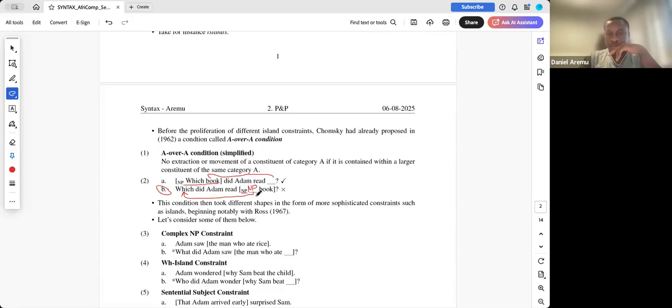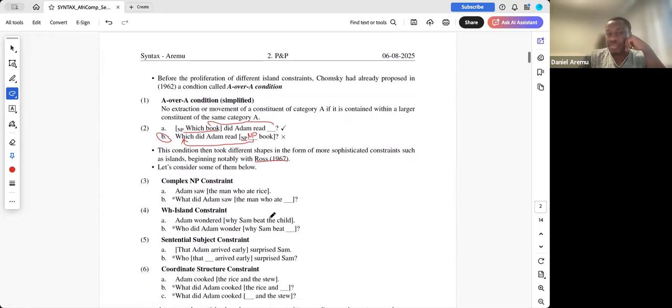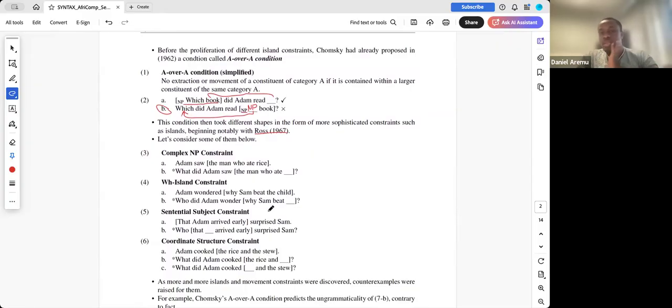Take note of that. This condition then took different shapes. Constraints on extraction or movement took different shapes in the form of islands, beginning from Ross's dissertation in 1967. So let's consider some islands, that is, different constraints on movement. The first one is the complex noun phrase constraint. A complex noun phrase is a noun phrase that takes either a relative clause or a complement clause. In 3A, we have a noun phrase taking a relative clause.